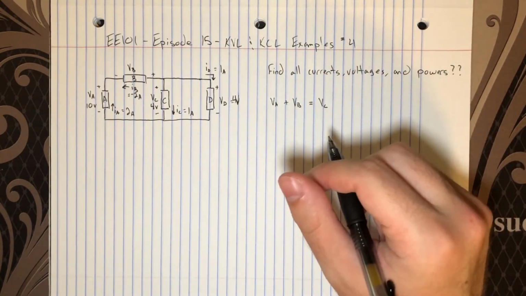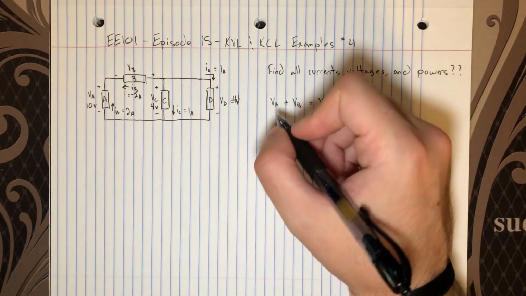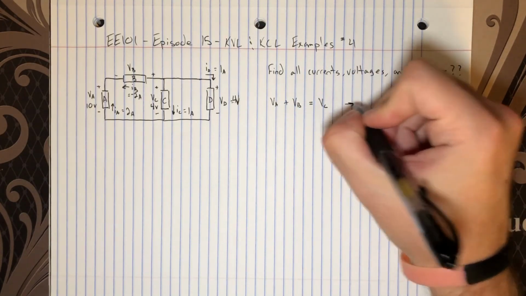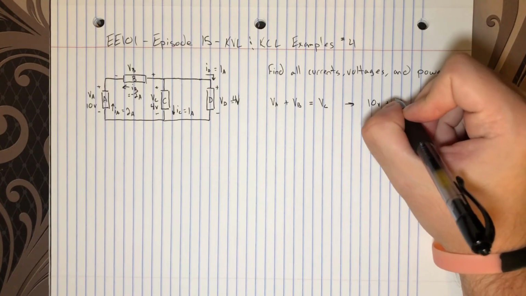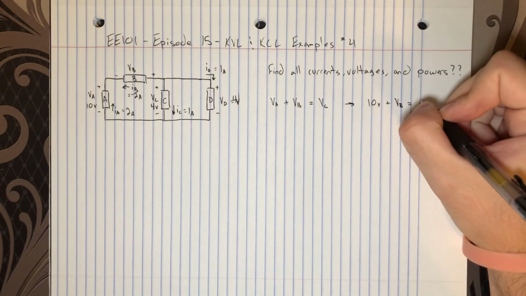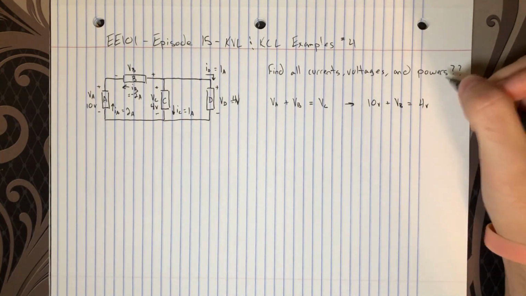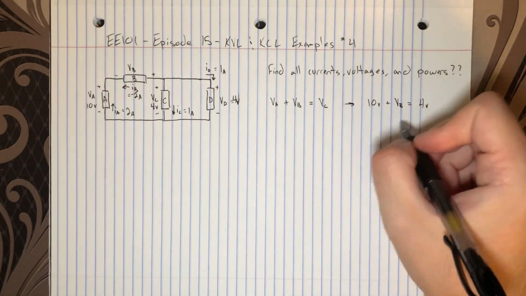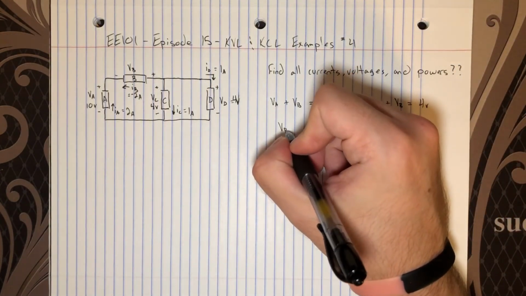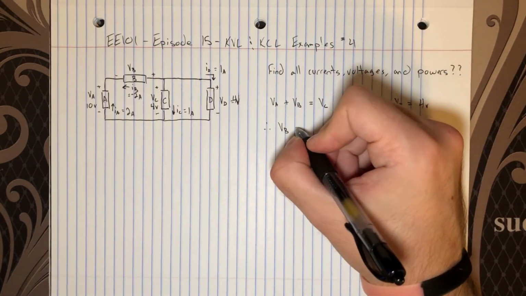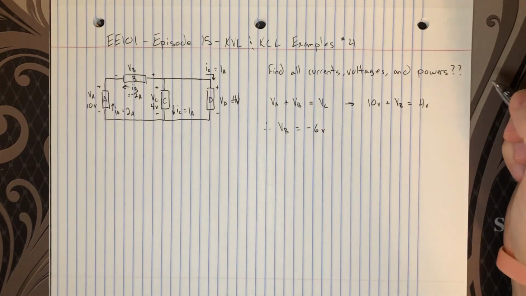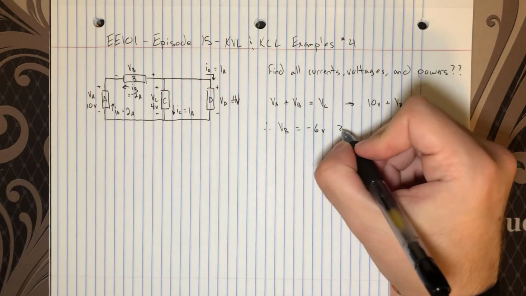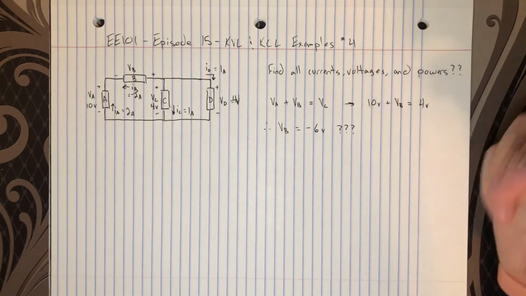Now let's take what knowledge we have and apply this. So we know that 10 volts, which is VA, plus the unknown VB equals 4 volts, which is VC. And then if you solve that quick algebra, VB, therefore, equals minus 6 volts. And you might be thinking, what? Well, no big deal at all.